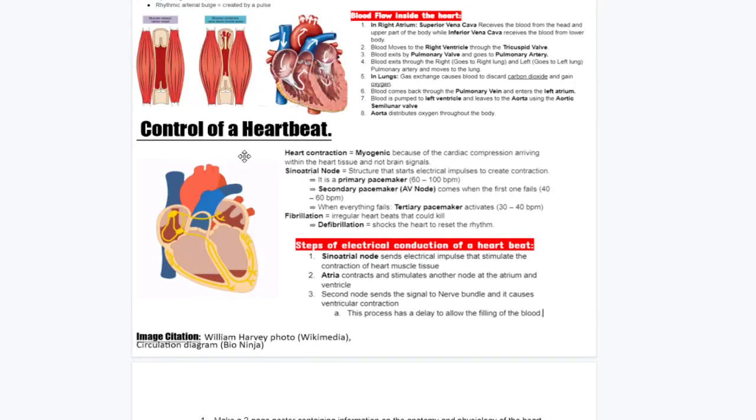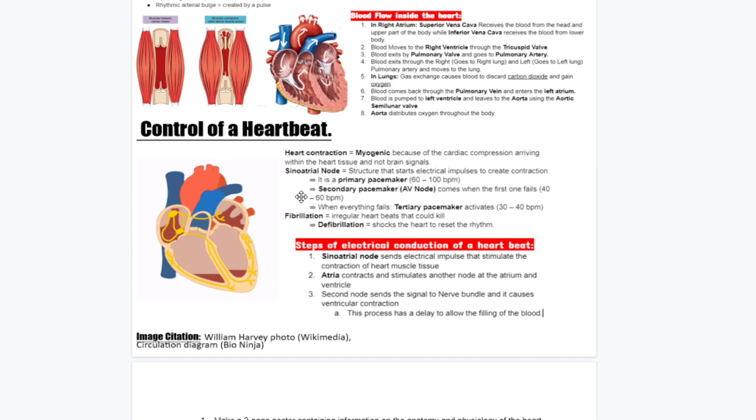So this one is the last bit, control of the heartbeat. Heart contraction is actually myogenic because the cardiac contraction originates within the heart. Tissue is not controlled by brain signals. So this is the diagram that shows it.